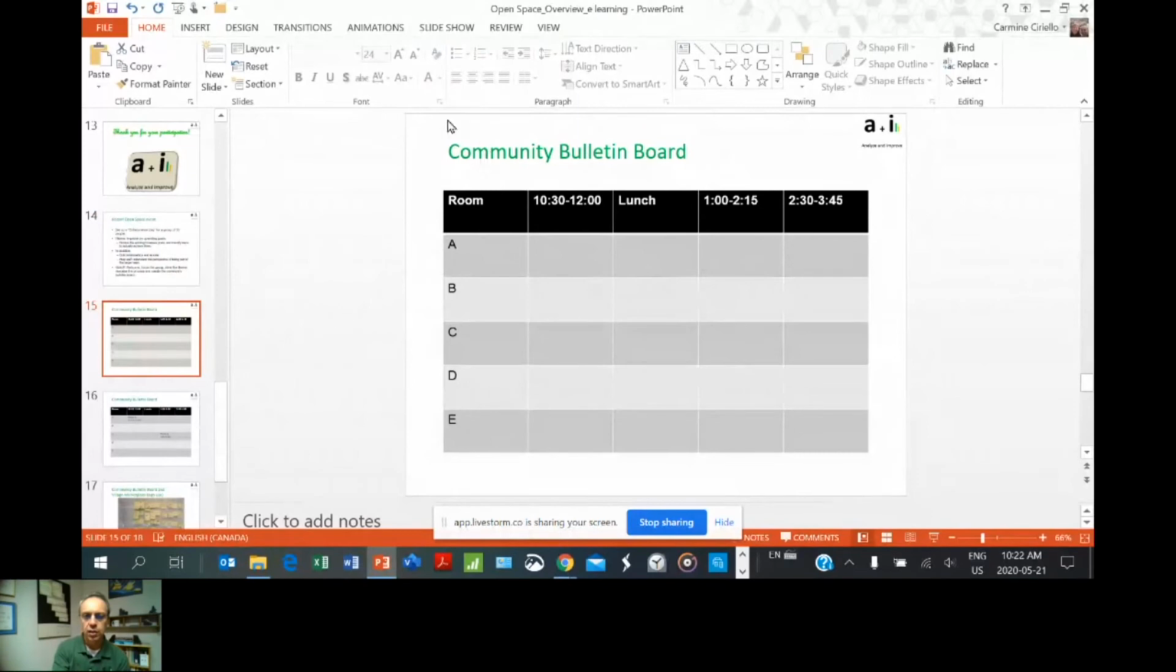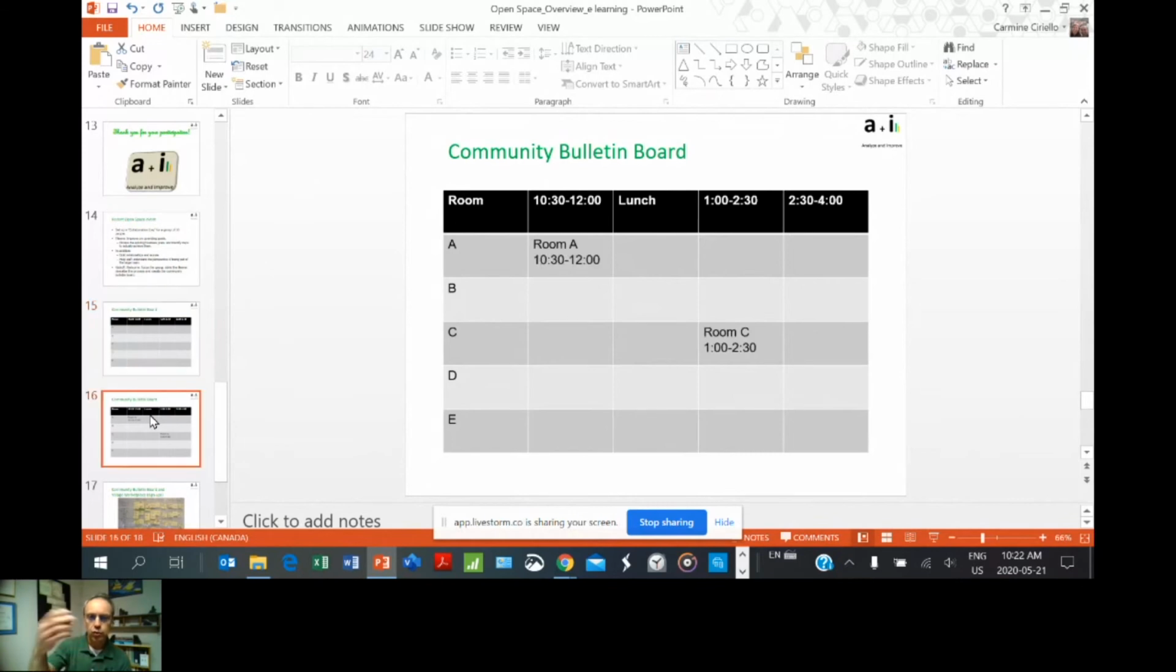And you'll notice that one of the names that comes from the author is it becomes a community bulletin board. In other words, it's not my bulletin board. It's not the client's board. It's the people in the room. The community actually gets to decide how this looks.